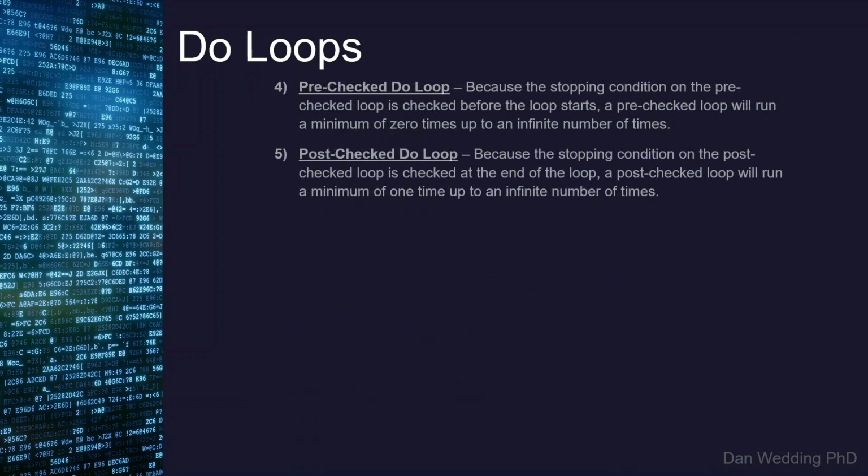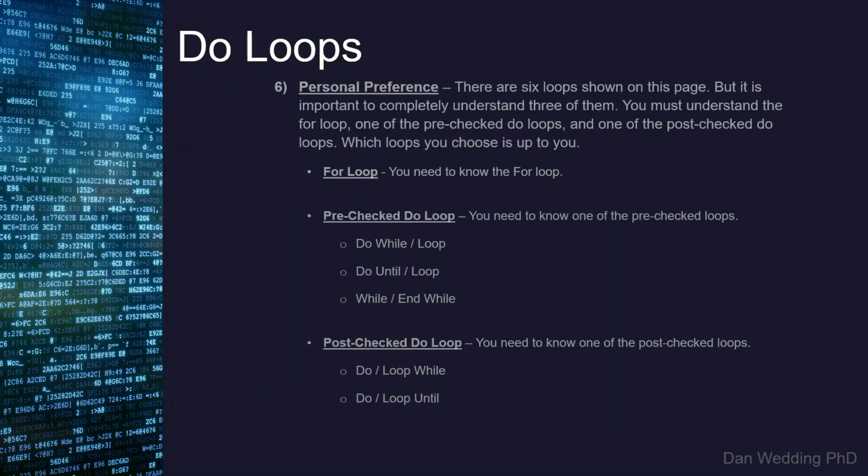Because the stopping condition on a pre-checked loop is checked before the loop starts, a pre-checked loop will run a minimum of 0 times up to an infinite number of times. Because the stopping condition on the post-checked loop is checked at the end of the loop, a post-checked loop will run a minimum of 1 time up to an infinite number of times. There are 6 loops shown on this page, but it is important to completely understand 3 of them. You must understand the for loop, one of the pre-checked do loops, and one of the post-checked do loops. Which loops you choose is up to you.